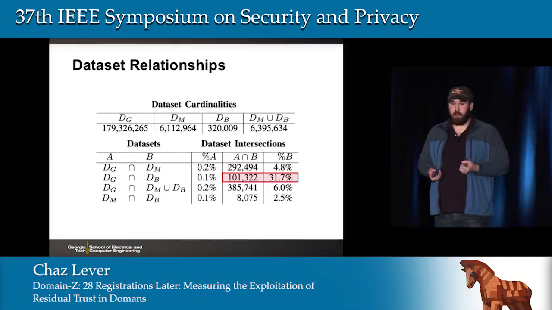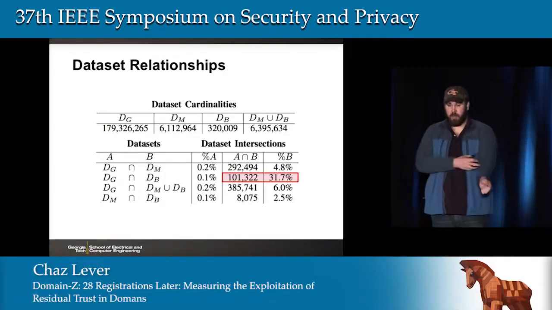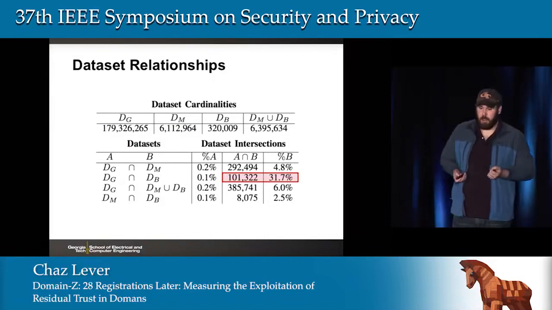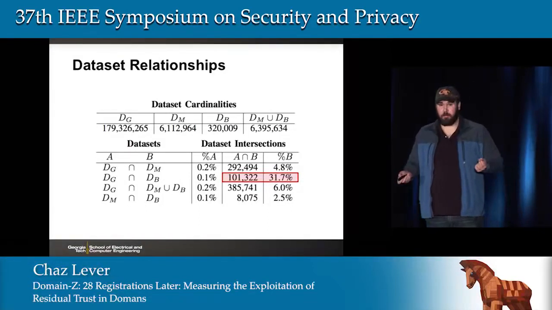Additionally, when we looked at the intersection between the blacklists and the expired domain list, we saw that there were about 100,000 unique expired domains in this data set, and that this was almost a third of all public blacklist domains that had expired at some point in time.